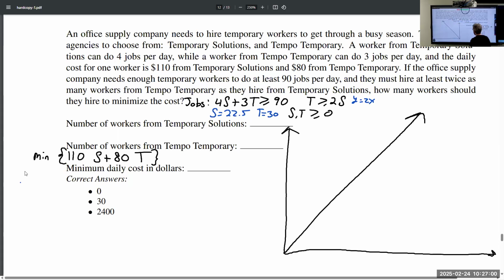Okay, what about this one? So I'm gonna call this, let's see what I should call it. Looks like I should call this Tempo Solutions, Tempo Temporary. So I'm gonna do S and T as my X and Y.